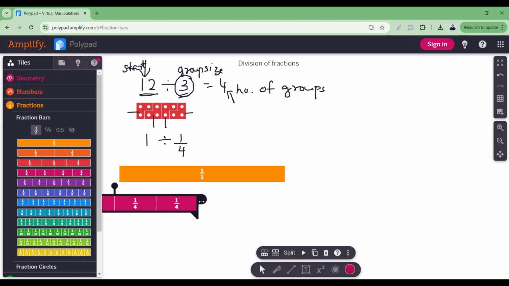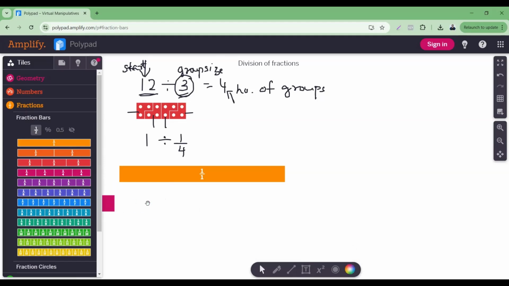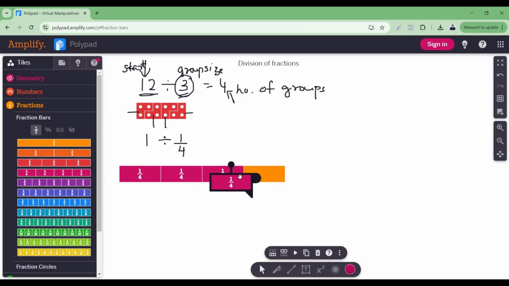Similarly, I will take a 1/4. This is my 1/4. Then let me use another one. Second one I have taken. Third one I have taken. Fourth one I have taken. That means 4 such 1/4s were actually filling up this entire one. So, by the same understanding, the answer is 4.